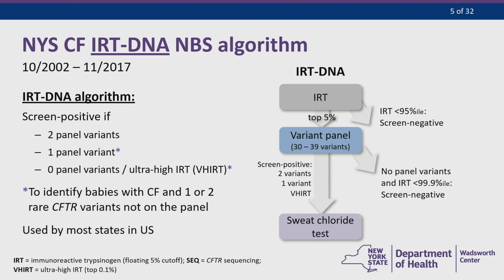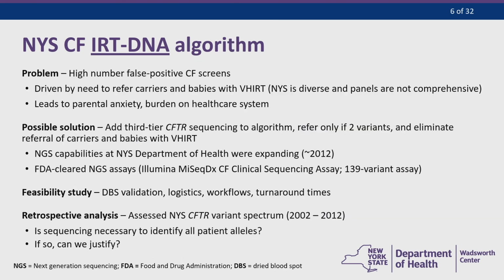The reason why we referred babies with no or 1 panel variant is to identify babies with CF who have 1 or 2 rare variants that weren't captured by the panel. That's because we know New York State is one of the most diverse states. And these IRT DNA algorithms are still used by most states in the US. There's a lot of variability, but the general algorithm is what most states are using.